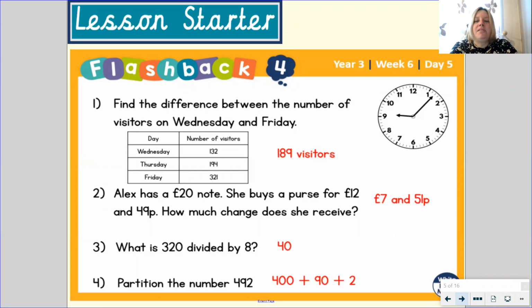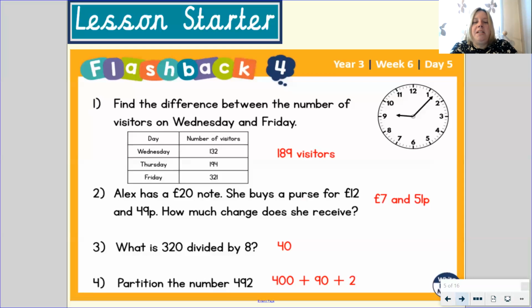Let's look at the answers. Question number 1. Find the difference between the number of visitors on Wednesday and Friday. So we know that on Wednesday, 132 people visited. And we can see that on Friday, 321 people visited. So our calculation would be 321 subtract 132. So the difference is 189 visitors.